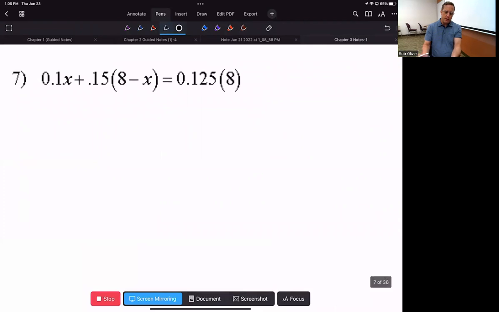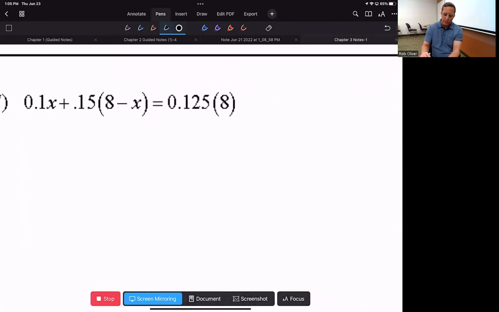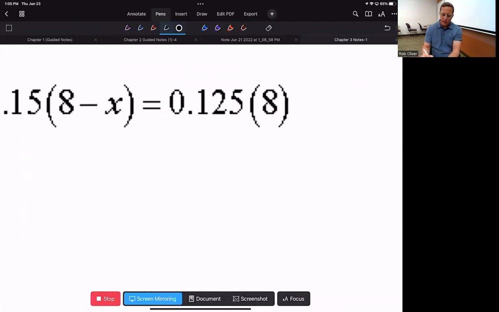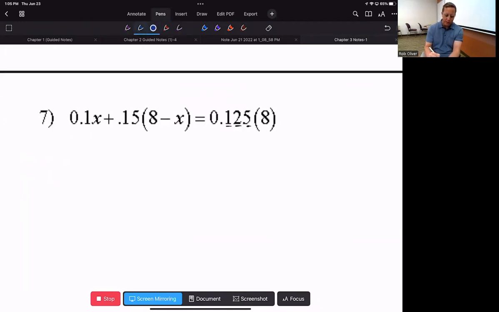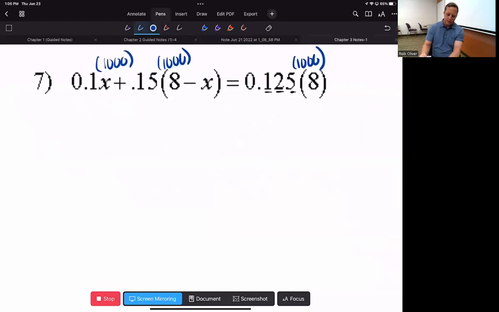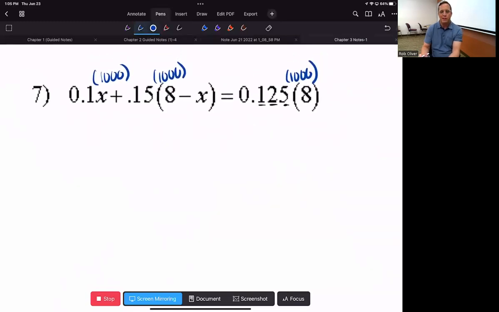For number 7, the decimal with the most digits after it is the third one right here, the one that has 3 numbers past the decimal. So that means we're going to multiply everything by 1,000. Every single thing is going to get multiplied by 1,000, except what's in parentheses. So that means we move the decimal over 3 places for every one of those problems.